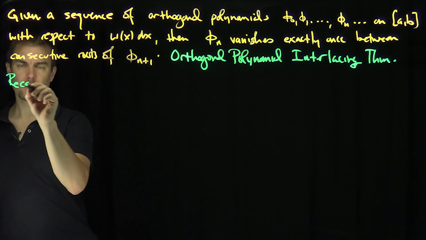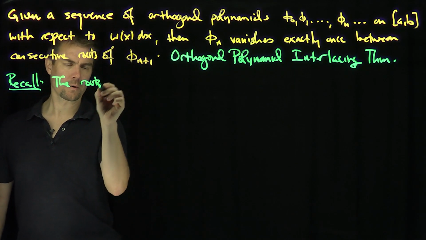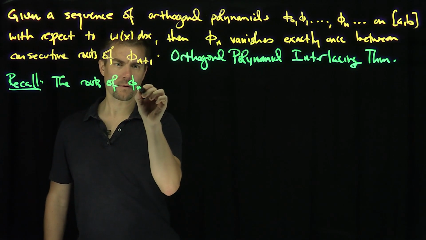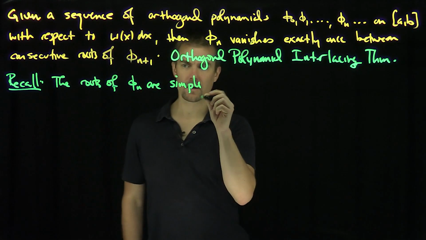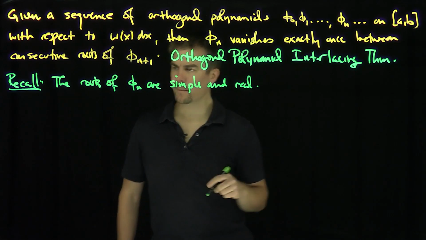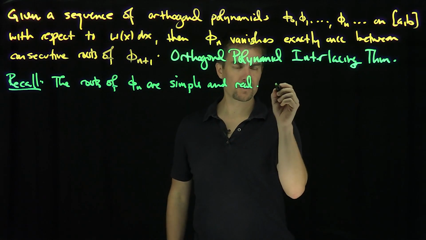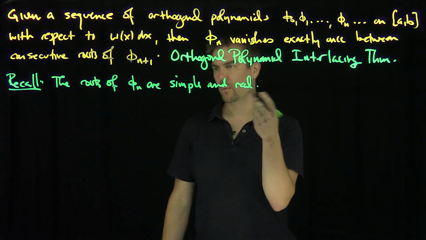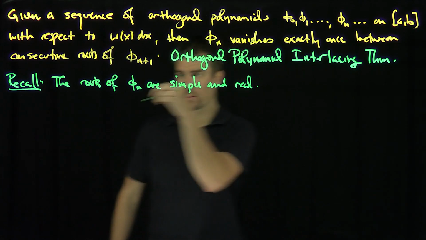Recall the roots of phi n are all simple and real. Okay, excellent. And so what we can do is say the roots of phi n are going to be alpha 1 through alpha n, for example, right? So let's suppose, and one more thing over here.